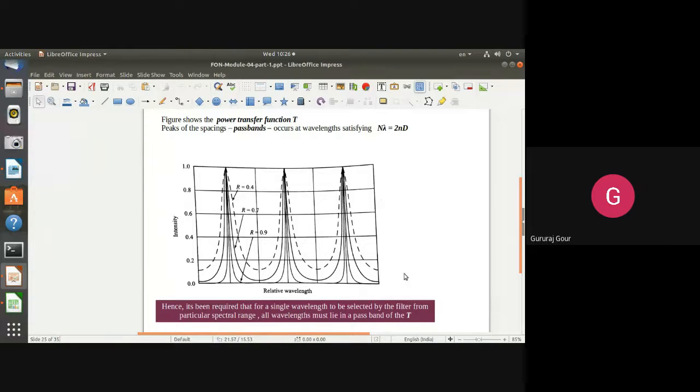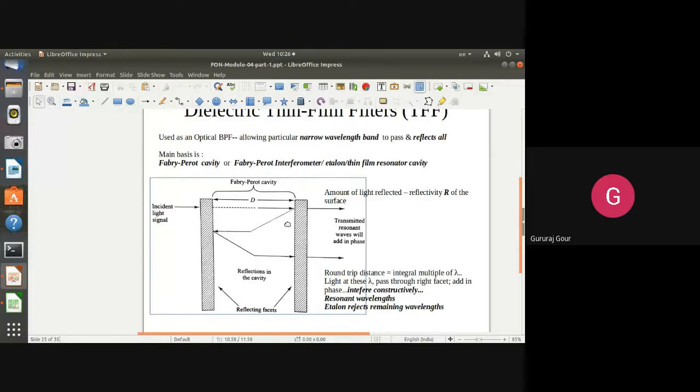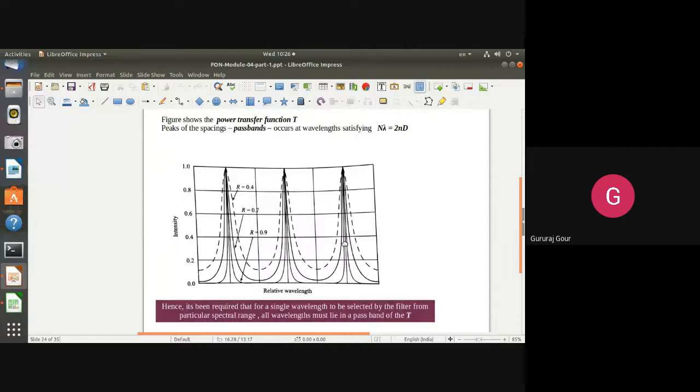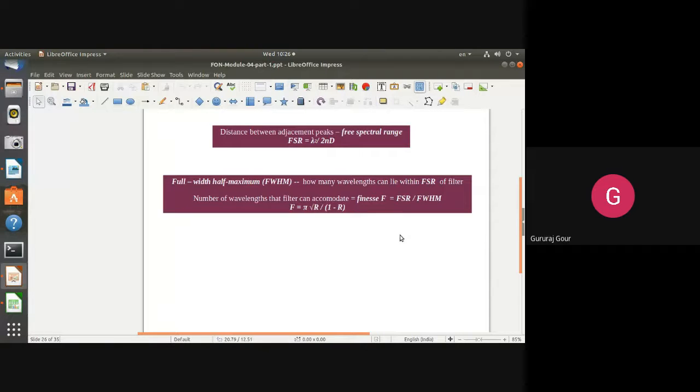That is the main inference we are getting here. So this is how we have to conclude this DTFF. First you start with this diagram, explain these two questions, and with this graph you try to conclude. So this is a very important formula, this one.